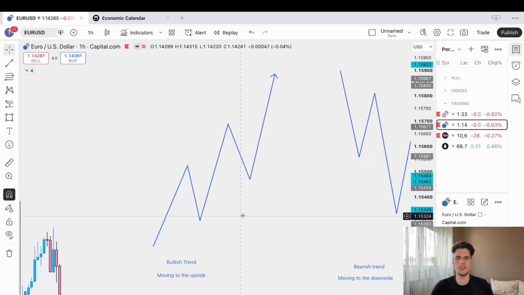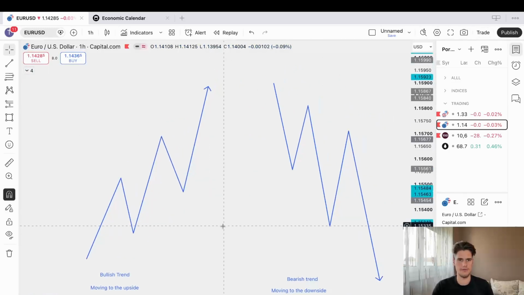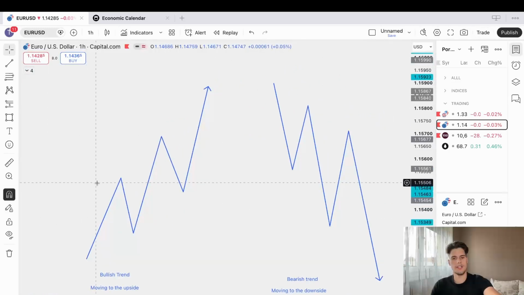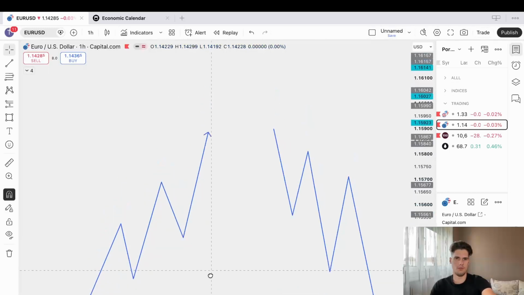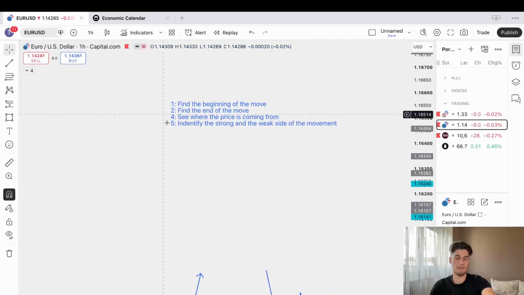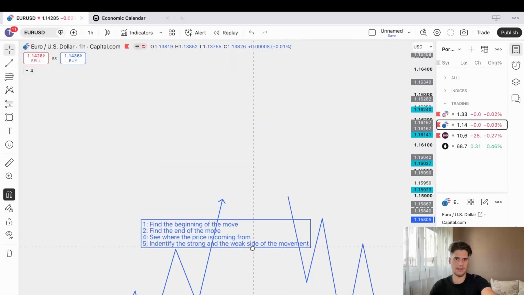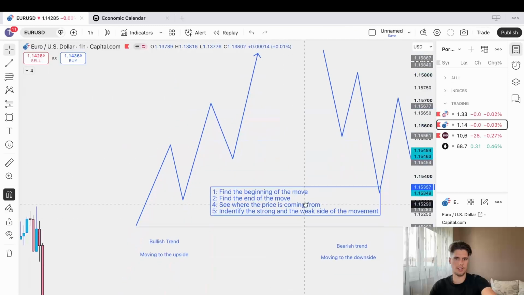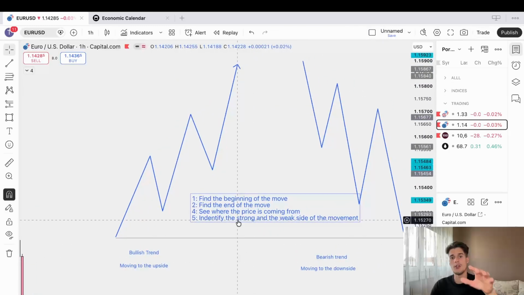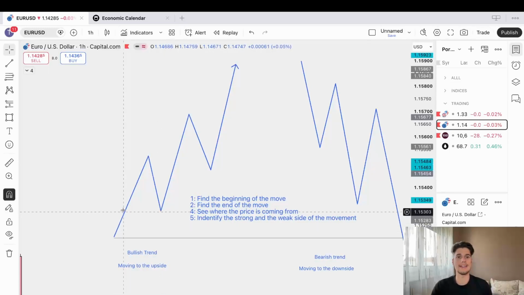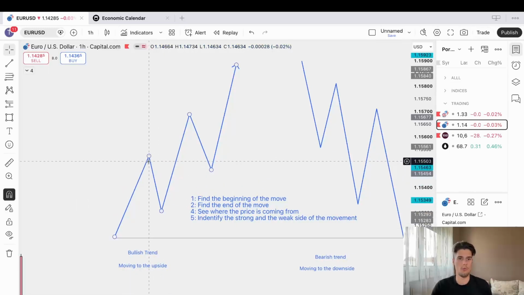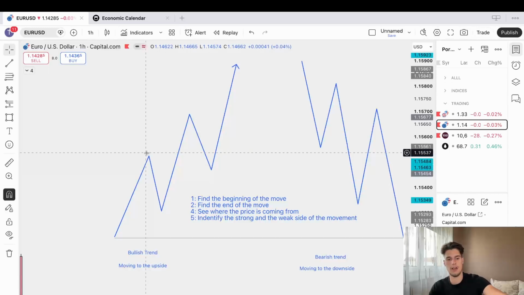This is a bullish trend and this is a bearish trend, what you can see right now. You need to find the low of the movement. As you can see here, find the beginning of the move. This is the first one. I will pull this right here, it's going to be much easier. So the first thing is to find the beginning of the move, which is right here, and the end of the move, which is right here. This is our first move.